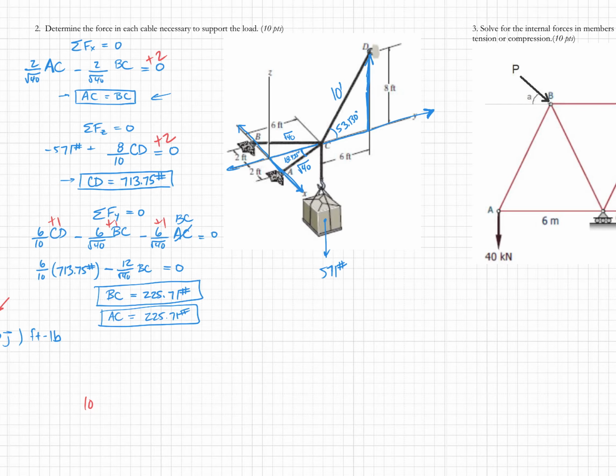This answer is worth 1. This answer is worth 1, 2, 3, 4, 5, 6, 7, 8, 9. Where's my last? Oh, it's this one right here. So basically the 3 answers are worth a point apiece. And then the equations are worth 2, 2, and 3. Okay. So there you go. So that's how we do that one. So that one's worth out of 10. Okay.